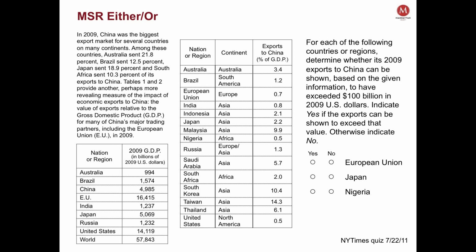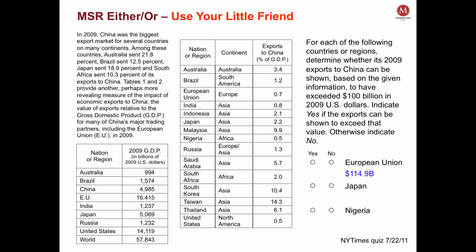Exactly. Fantastic. Okay, so immediately, if you realize that you needed both charts, you don't even have to think about Nigeria because you don't have the data. Okay, so we can concentrate on the European Union and on Japan, where we have data in the two charts. Remember, you could estimate this by hand, but use your little friend. Okay, your little friend is that calculator.